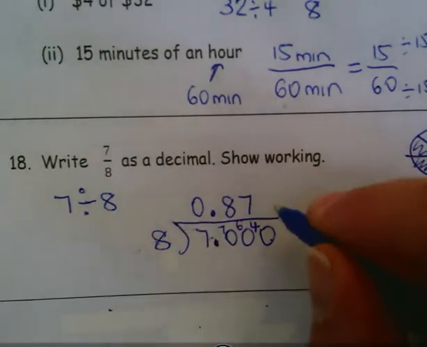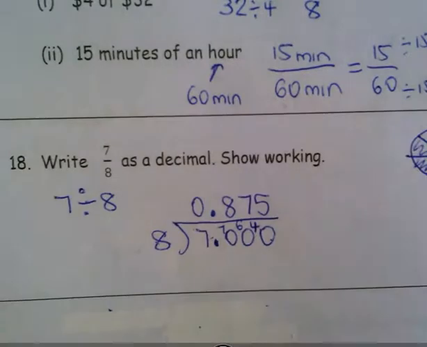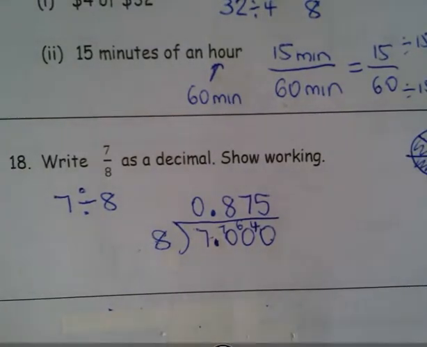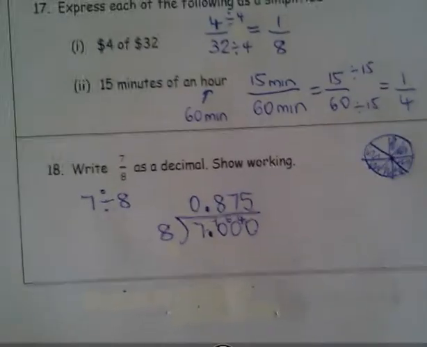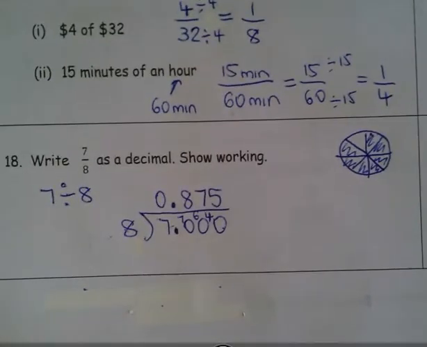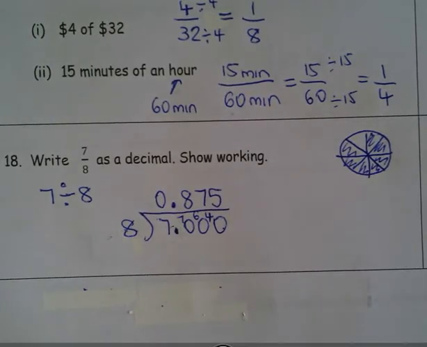Right. Does 8 go into 40? 8 5s are 40. So it's 0.875. Okay? So notice my answer is not bigger than 1. It's close to 1 because 7/8 is almost 1. All right? I don't want to see 1 point something. Don't divide it the wrong way around.